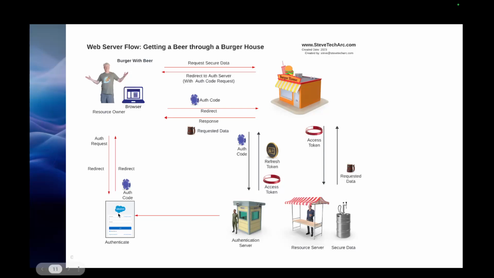You see the logo. You feel confident. You give it your credentials. It then authenticates you, but does not give you the access token, because then the access token would now go over these red lines, and the red lines are the public channels. We want that access token only to go to the burger house.